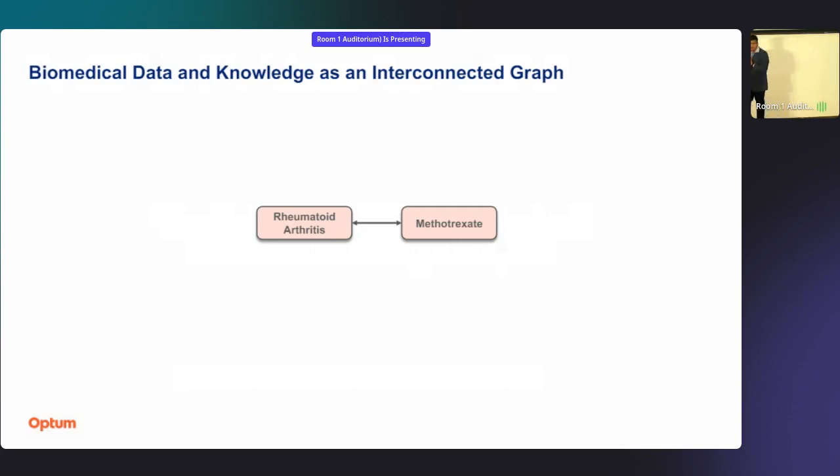So when you think about biomedical data and knowledge, the most intuitive representation that comes into our mind is an interconnected graph. You can have two different entities like rheumatoid arthritis and methotrexate and a relation between them. You could signify that rheumatoid arthritis is a type of disease and methotrexate is a type of drug. And the relation between them is a type, has drug.